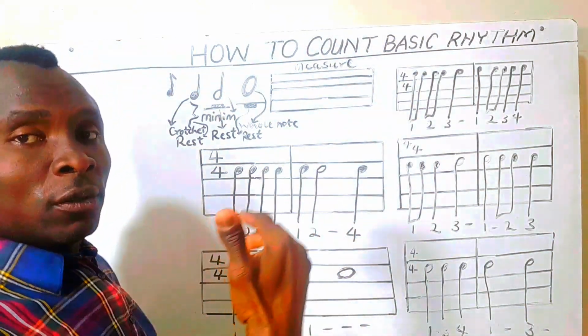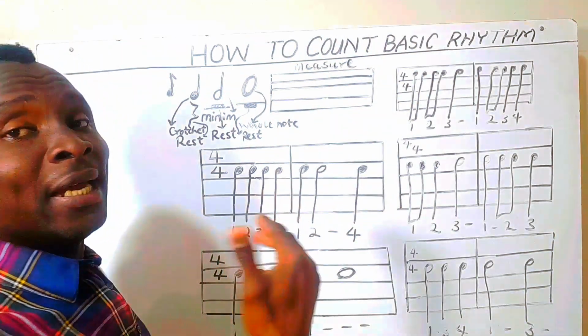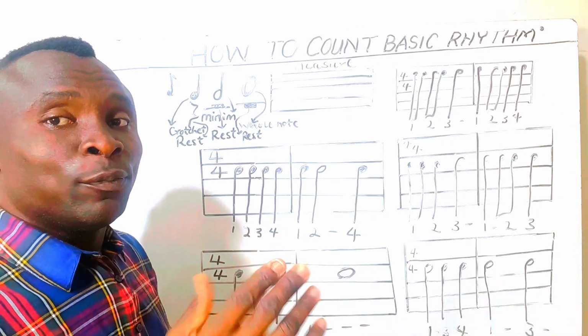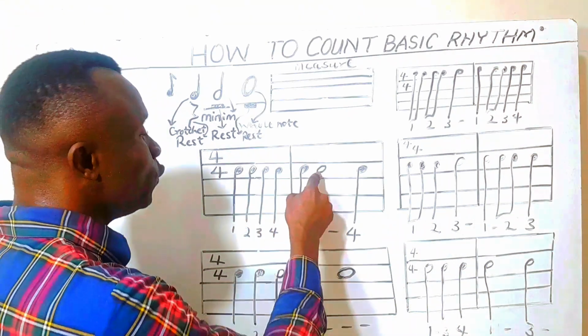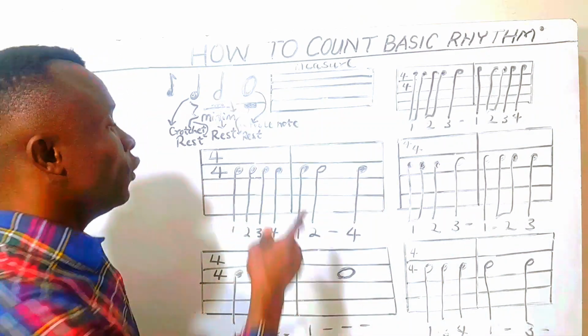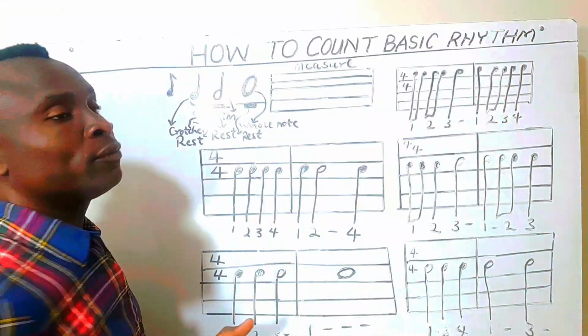So the second note, which is equally a half note, covered both the second and the third beat, which made it to be 1, 2, 3, 4. Adding the notes do, do, do, do.